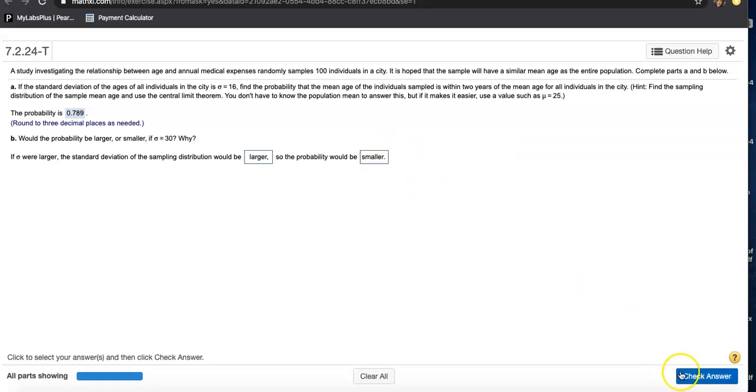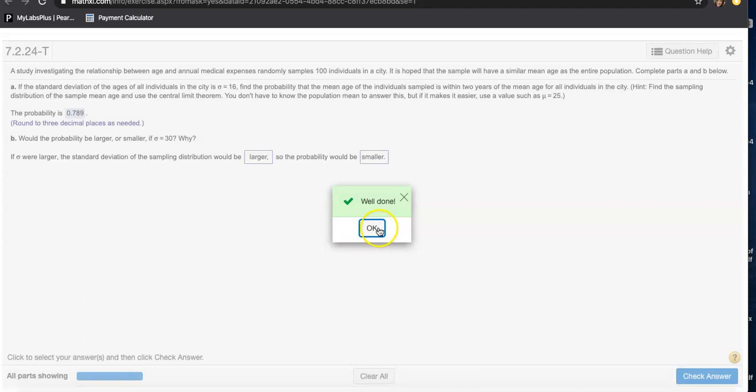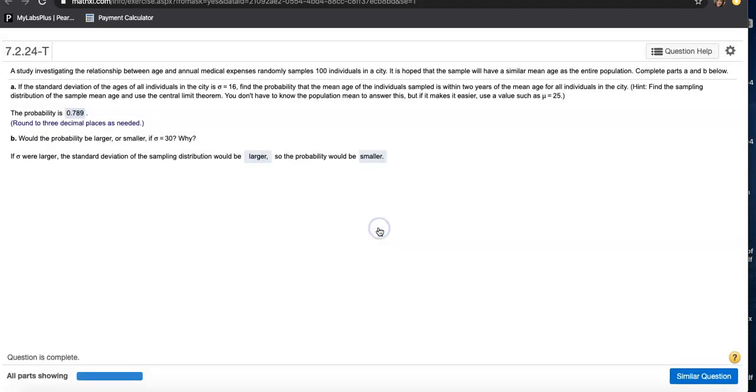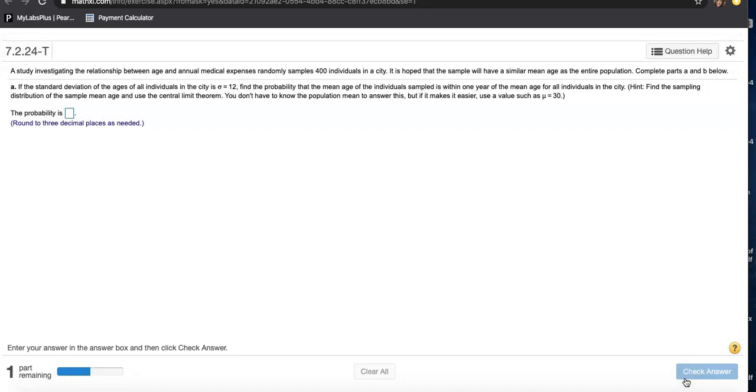So, and then let me check answer. Yay! So that's it. It took me some time, about 13 minutes to do this problem, but that was a good problem. Hope you get to try a similar problem on it, and let me know if you have any other questions, okay?